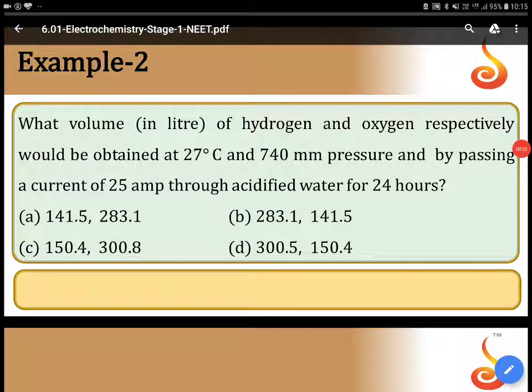This is example number 2 in stage 1 question NEET electrochemistry competitive. What volume of hydrogen and oxygen respectively would be obtained at 27 degrees Celsius and 740 millimeter pressure by passing a current of 25 ampere through acidified water for 24 hours.